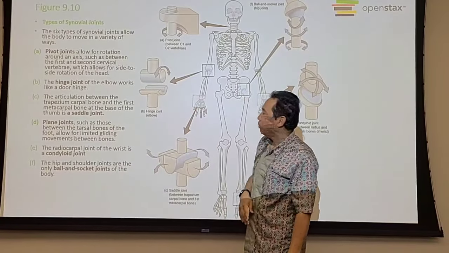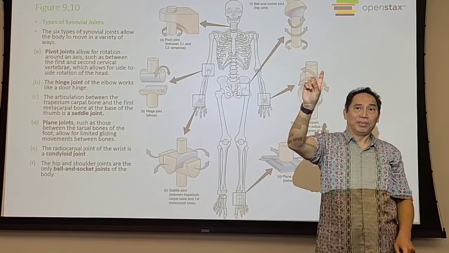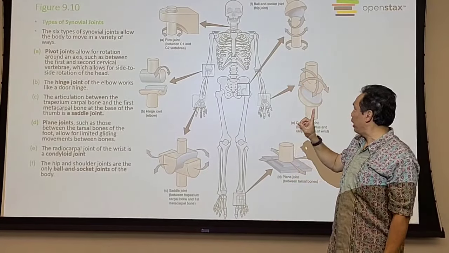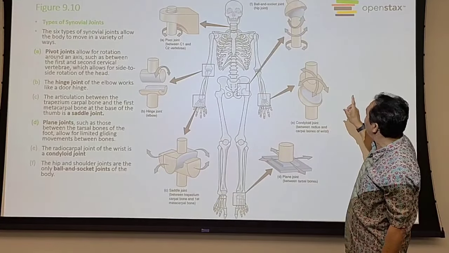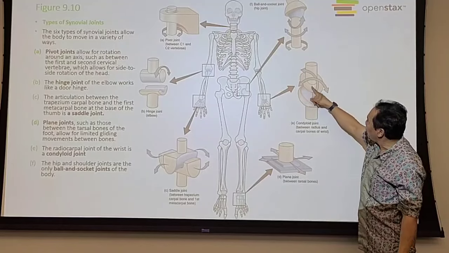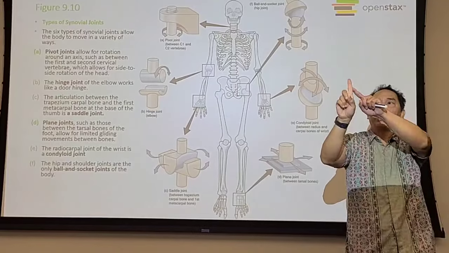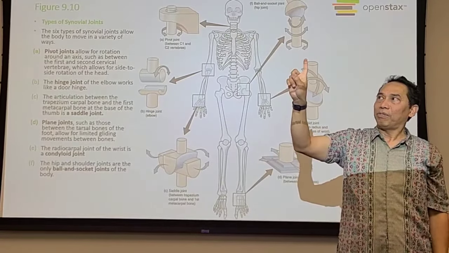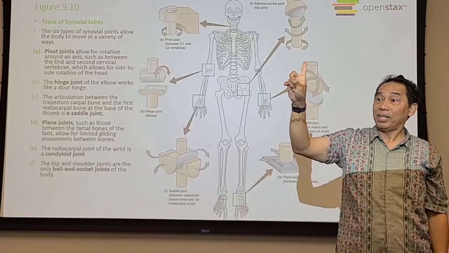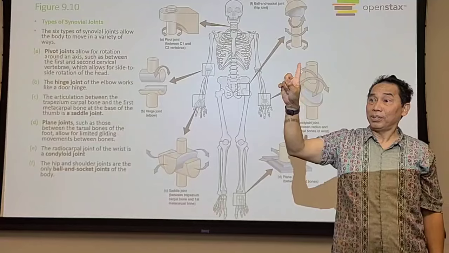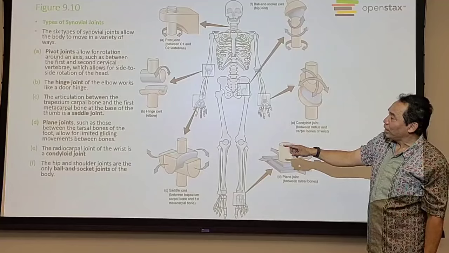Yeah? Now, the next one is condyloid. Most of these fingers over here, the phalanges, have a condyloid joint. It has a socket, but the socket is not that deep. So it has a socket a little bit, but it's not as deep as the ball and socket. So for condyloid, let's say between this finger, what can you do? You can flex, right? You can extend, okay? Flex, extend. You might do this one, which is called circumduction.